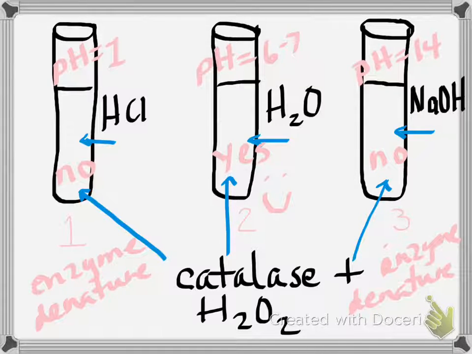What was the optimum pH for catalase? Between 6 and 7. Test tube number 2 was the optimum. And then again, the enzyme denatures in test tube 1 and test tube 3, just like Vanessa just said. That's her favorite word today, denature. So this drawing is just your data, just visual. Just did the same thing but visually.